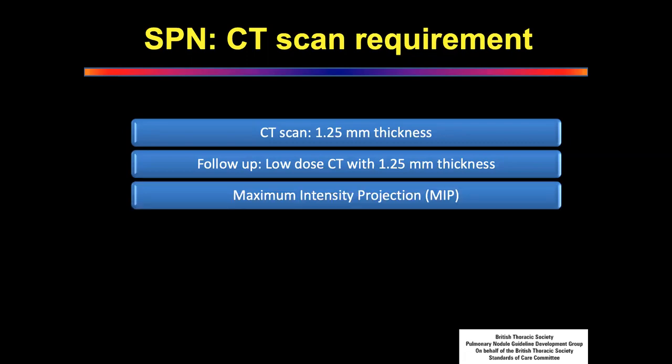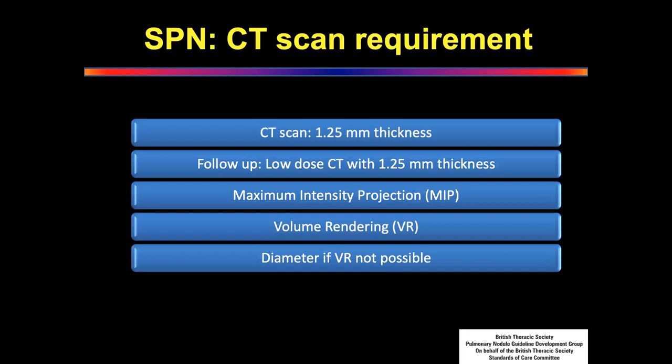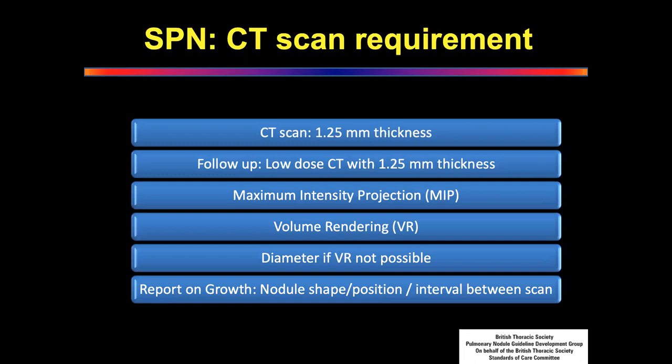So you look for maximum intensity projection. You look for volume rendering, and if volume rendering is not possible, then you look for diameter. This is the answer, okay? Please, you must know that. So these are the technicalities of the CT. Look at the headlines. What is the CT scan requirement? So these are the technicalities of the CT. So they do what is called a maximum intensity projection, MIP. They do what is called volume rendering.